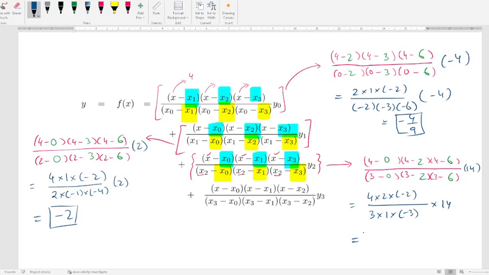So this is going to be equal to, things get cancelled out, and it becomes 224 divided by 9. So this is the value again. We're going to keep it aside for us to deal with later.